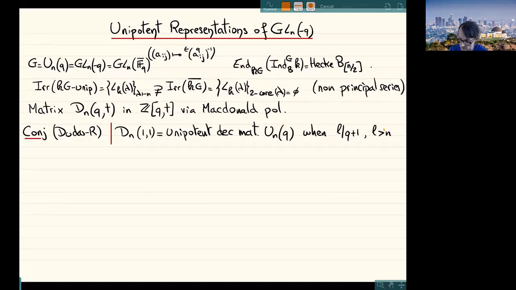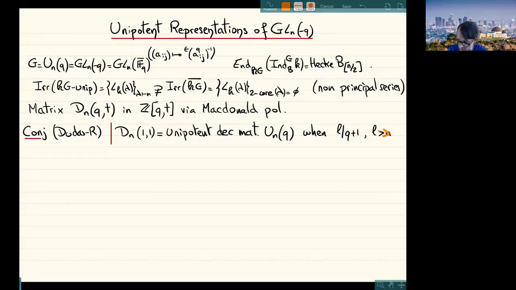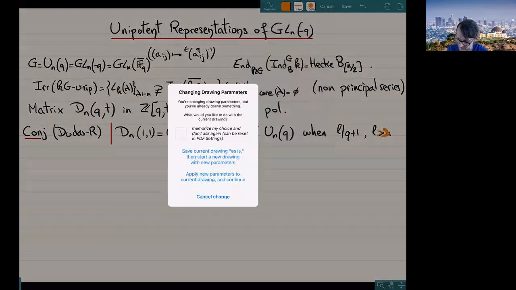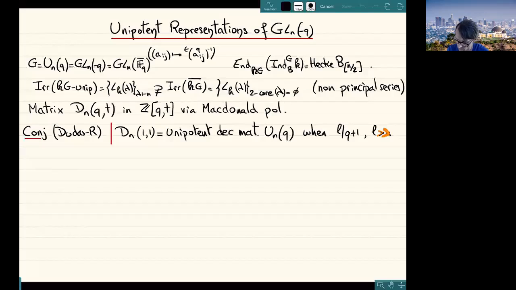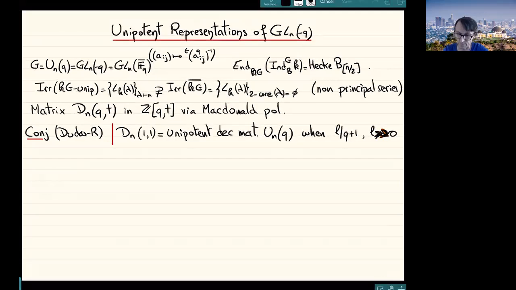Maybe I should say, oops. Black for that. Maybe it's, oops. Choose a black, yes. So let's say l big. Okay.